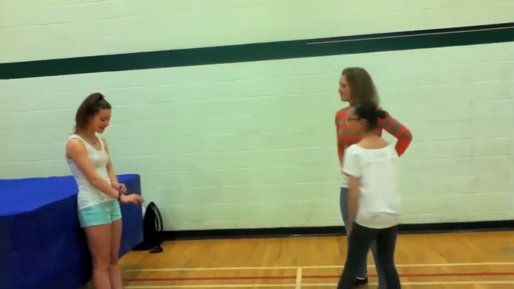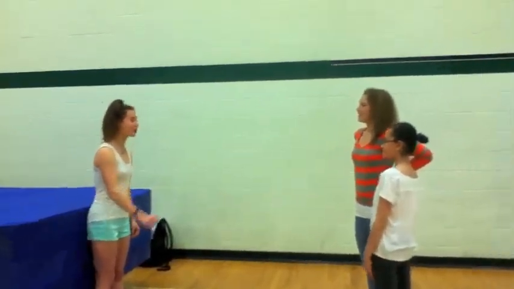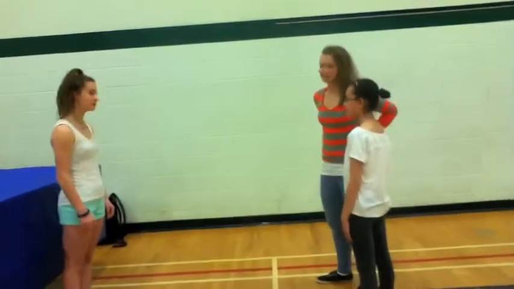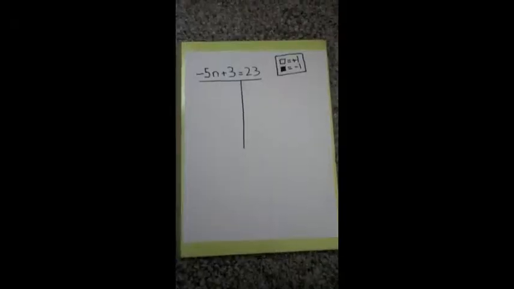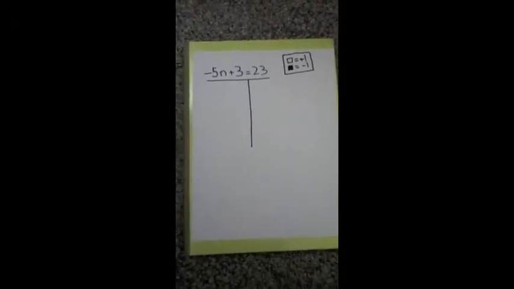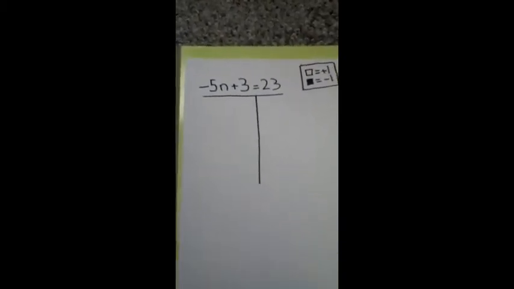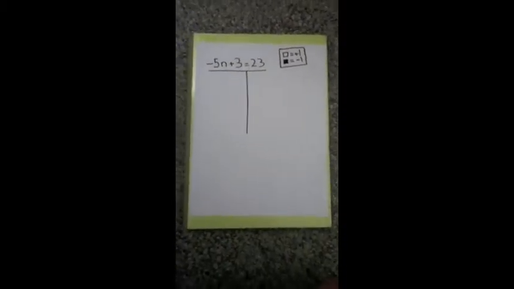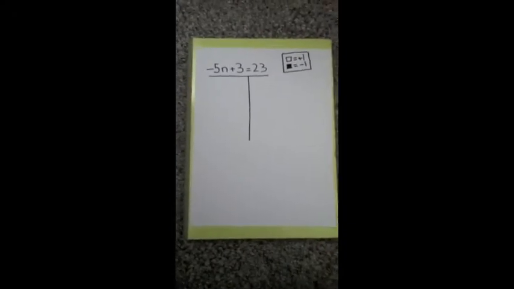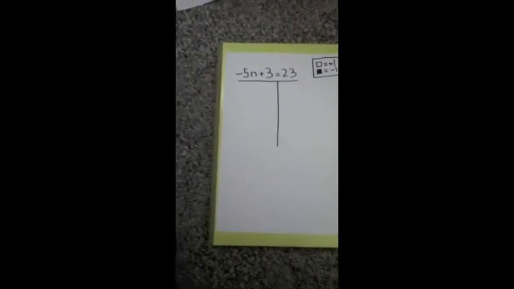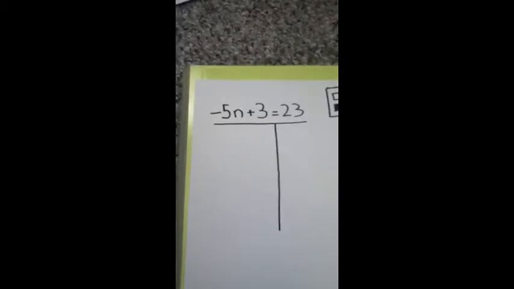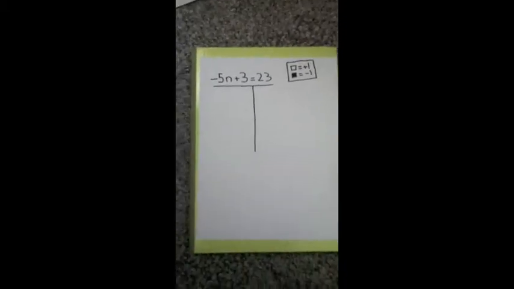What is negative 5n plus 3 equals 23? This is the equation that the grumpy old troll gave us. And I did the exact same as last time. I started making that little chart. But this time, it's going to be just a little bit different. Because now, I have to show my variable tiles as negative tiles.